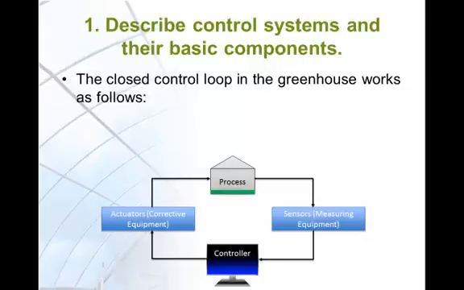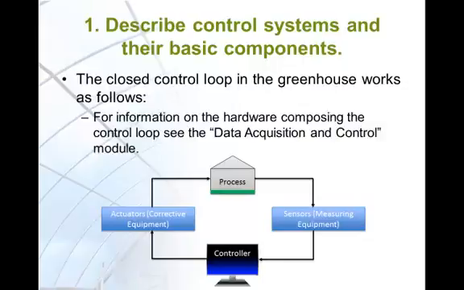Sensors send humidity information to the controller. The controller then turns off the ventilation fans when the humidity has reached set point. For more information on the hardware composing the control loop, see the Data Acquisition and Control module.